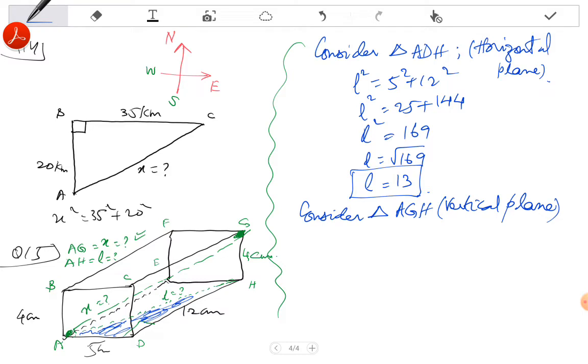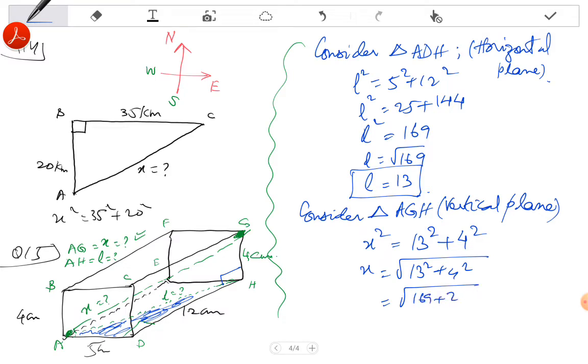So in this triangle, this is another right angle triangle. This angle is also 90 degrees. So the facing is x. So x square equals L square plus... L is already known. So just substitute the value, 13 square plus 4 square. X equals under root of 13 square plus 4 square, under root of 169 plus 16.